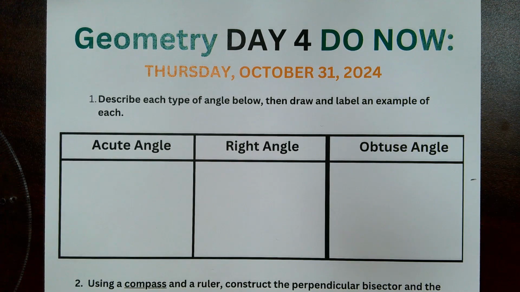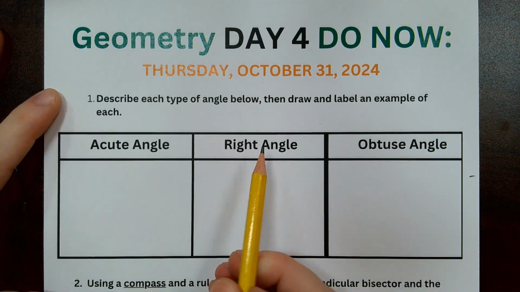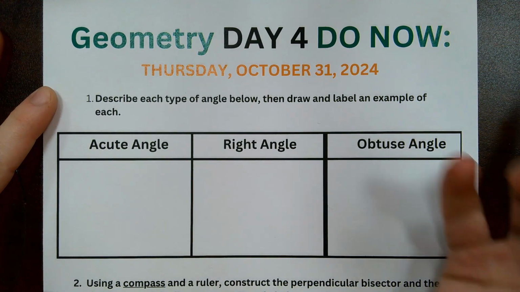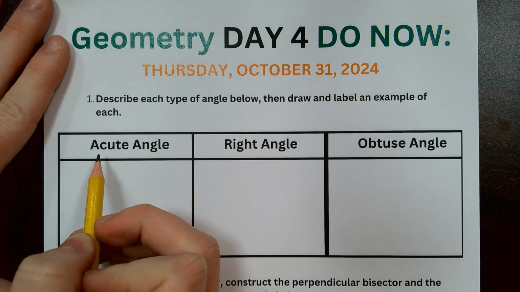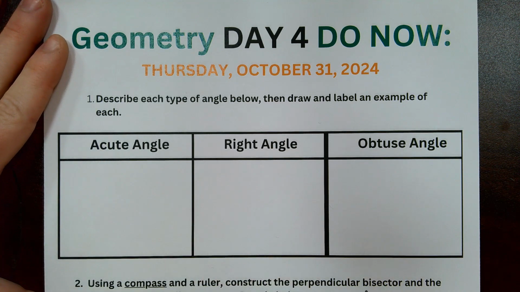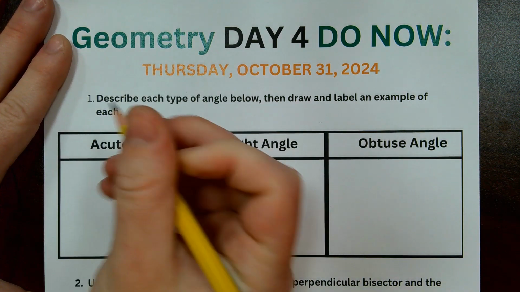So we've got this paper here. And the first thing I had you do is fill out this table. What is an acute angle? What is a right angle? And what is an obtuse angle? So first of all, how do we define an acute angle? Yes, an angle that is less than 90 degrees.